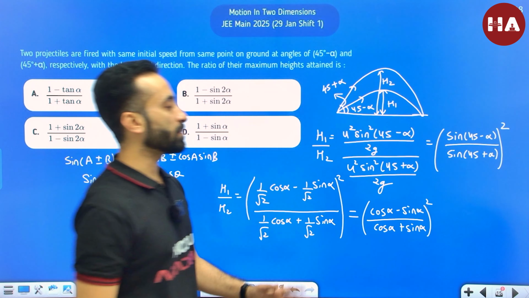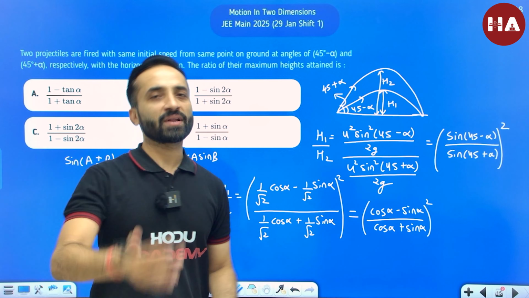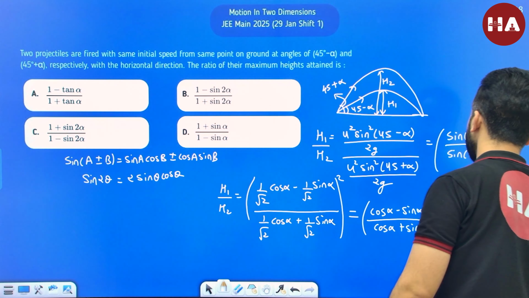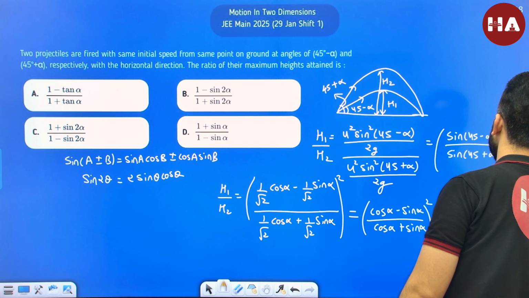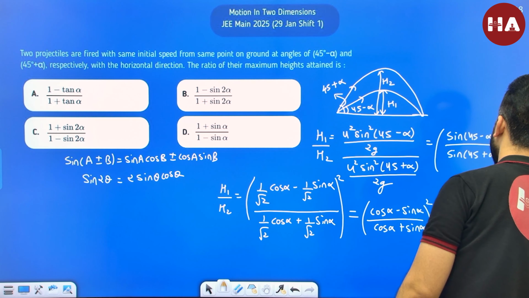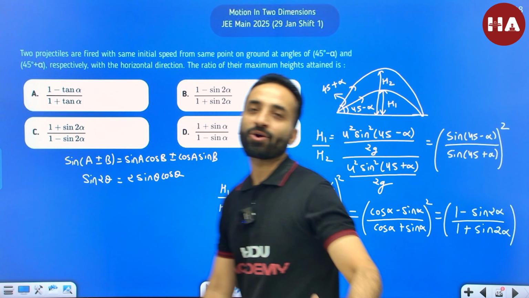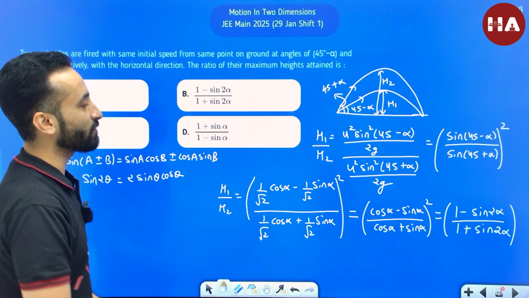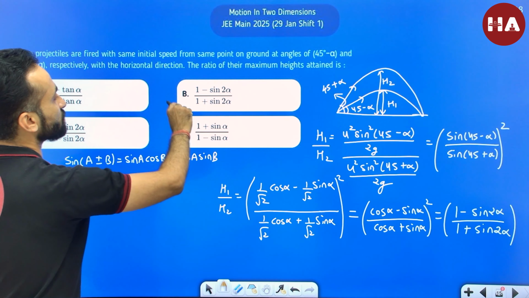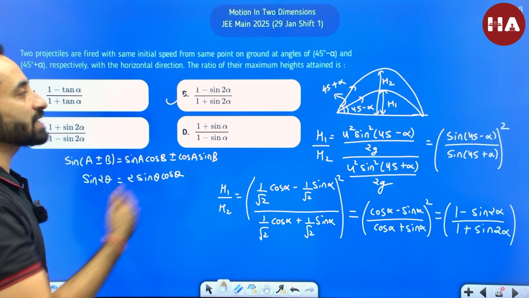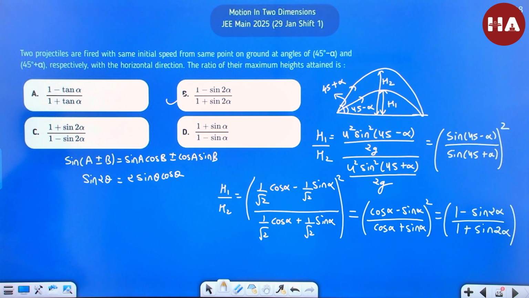So this is going to be cos square alpha plus sine square alpha minus 2 sine alpha cos alpha, over the same with a plus sign. So we can write this as (1 minus sine 2 alpha) divided by (1 plus sine 2 alpha), of course using the identity that 2 sine alpha cos alpha is sine 2 alpha. Very easy students, the answer should be option B. So copy this down, then we move to the next one.